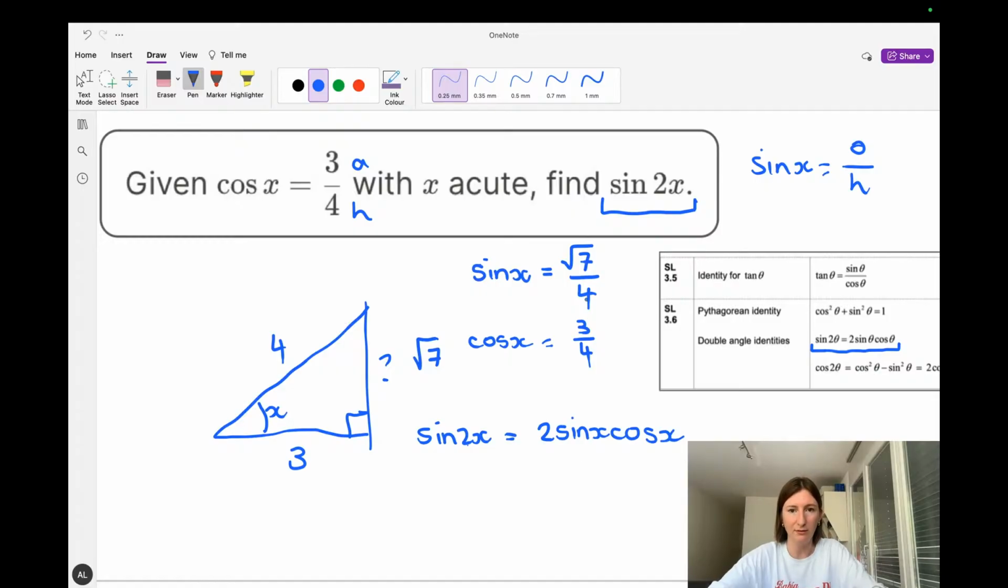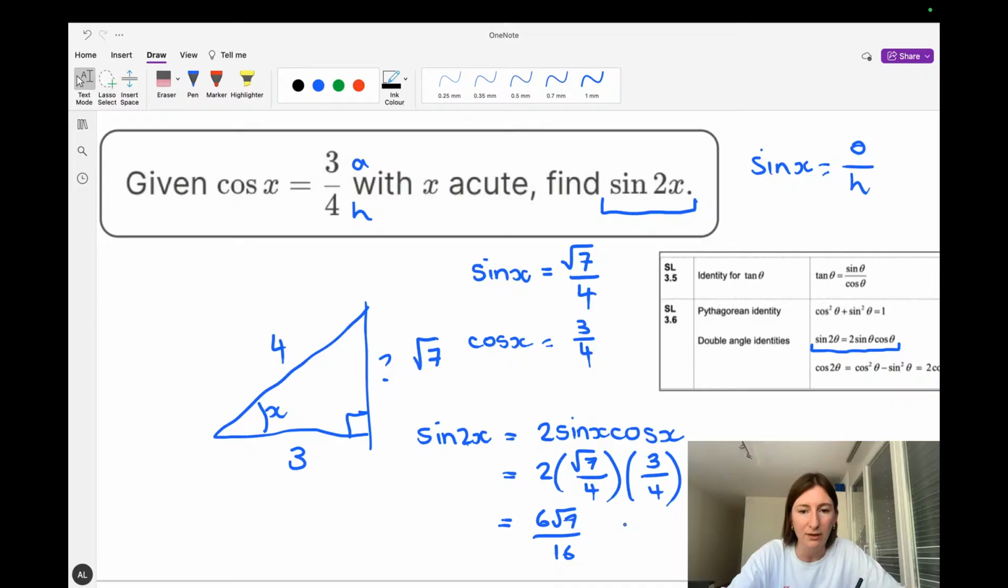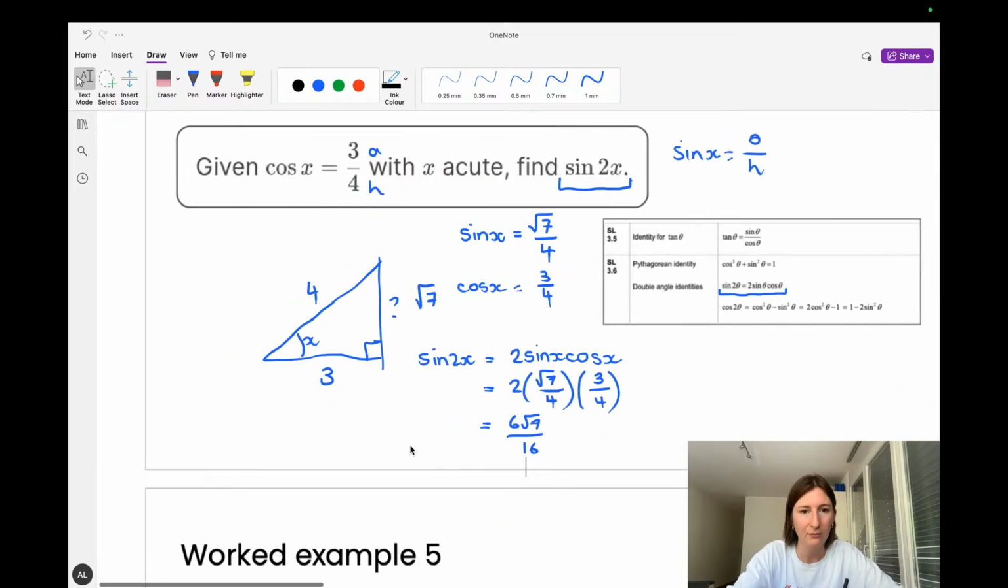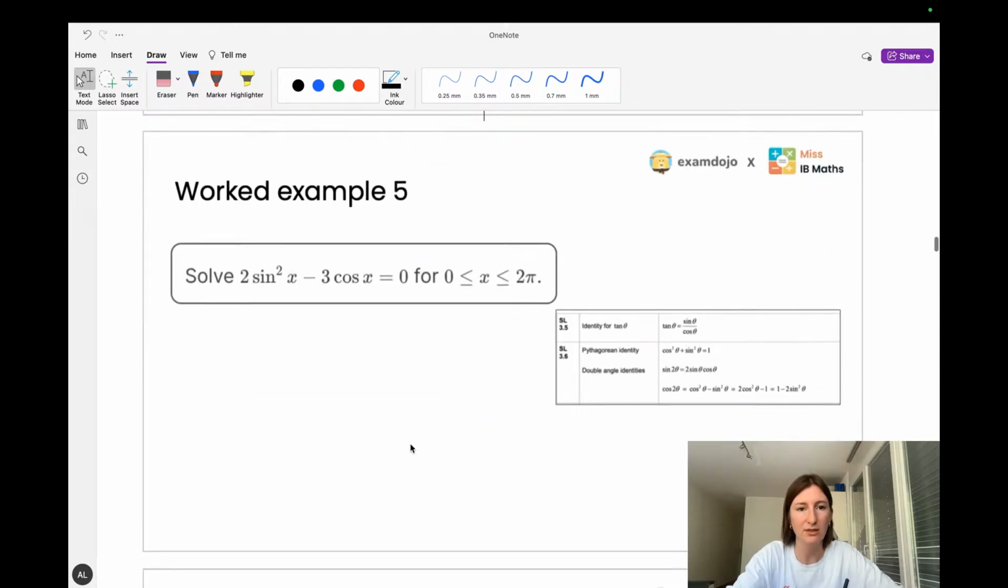Well, sine x, I know, I've got that. Cos x, I know, I've got that. So I just substitute it. 2 times sine x, which is √7/4, times cos x, which is 3/4. This is also a surprisingly common question where they're not actually asking you to find x, just to write something in terms of it. All right, so what is that? 6√7/16. We can simplify further, but I'm not going to bother with that for now. All right, so there is an example. Just going a bit faster because I do want to get to those exam questions.